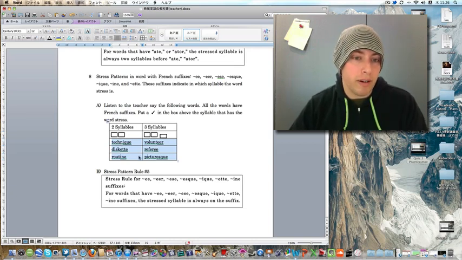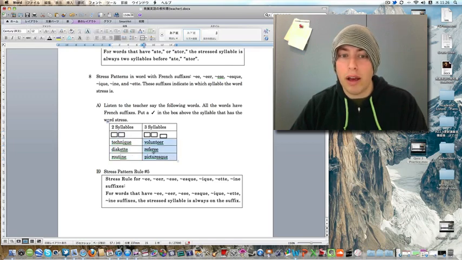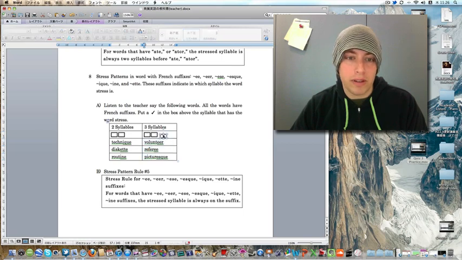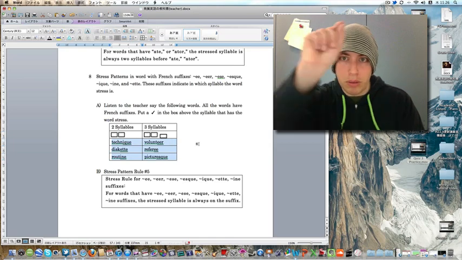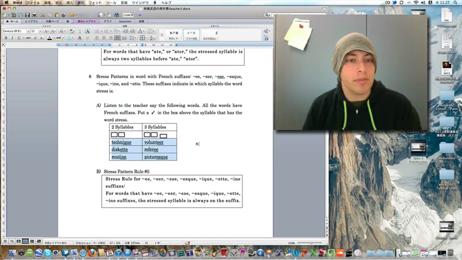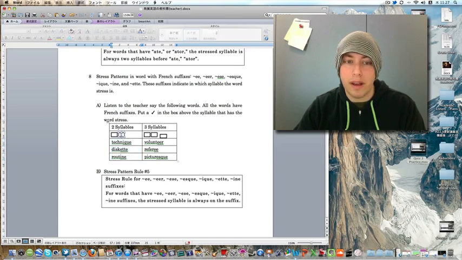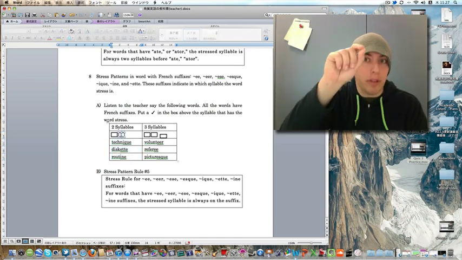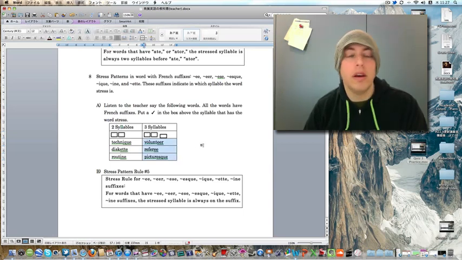So these words here are all 2 syllables. The French suffix is the last syllable. These words all have 3 syllables, and the French suffix is the 3rd syllable. Where are the word stresses? Put a check in the box. Ready? So, 2-syllable words first. Technique, diskette, routine. Here I want you to know the suffix is the last syllable, and the word stress is the last syllable too.